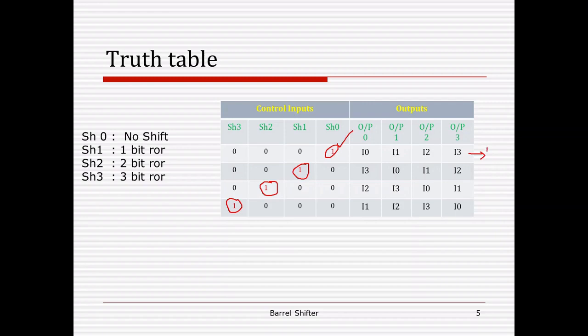This is how the output of a barrel shift register behaves: when SH0 is activated alone, it is no shift. When SH1 is activated, this is the corresponding output, a 1-bit ROR. When SH2 is activated, it is a 2-bit ROR, and when SH3 is activated, a 3-bit ROR. With respect to the actual truth table, I am going to explain how to construct a 4x4 barrel shift register with the help of pass transistor logic.